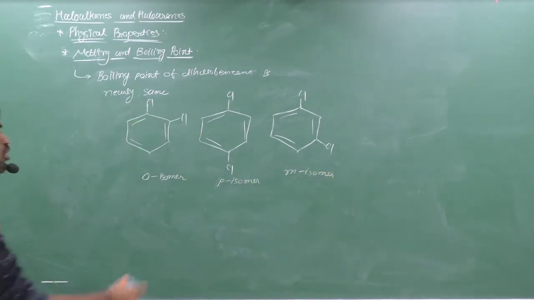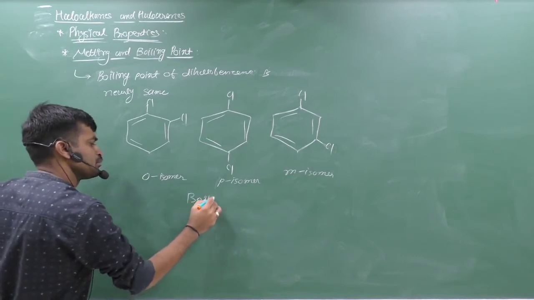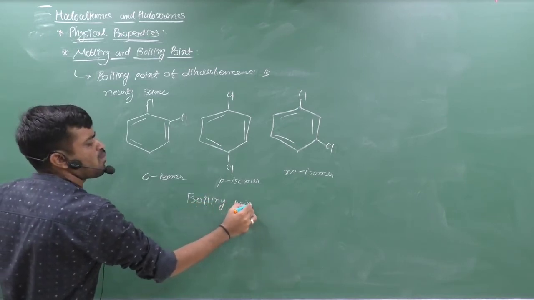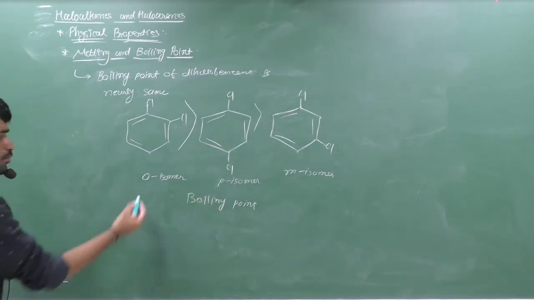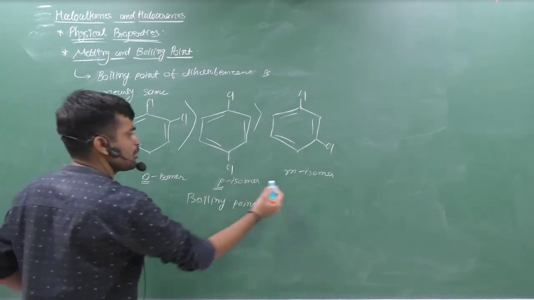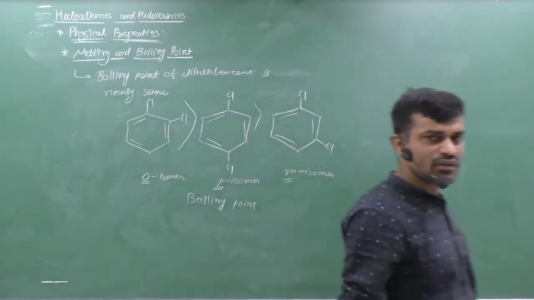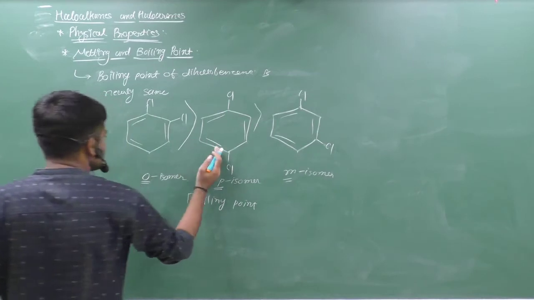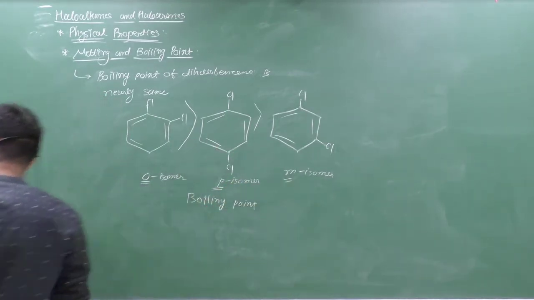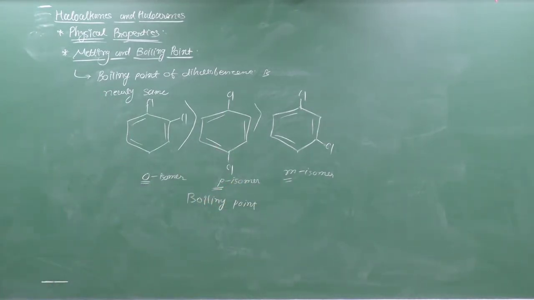Now if we compare the boiling points, the order is ortho, para, meta. Remember that. And they are nearly the same: this one will be only slightly lower than that one, and that one only slightly lower than the next. Clear? It is the trend of boiling point.